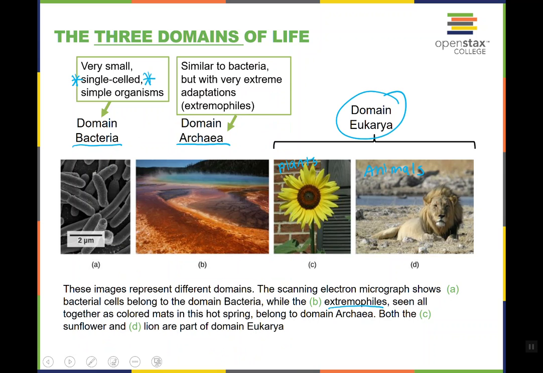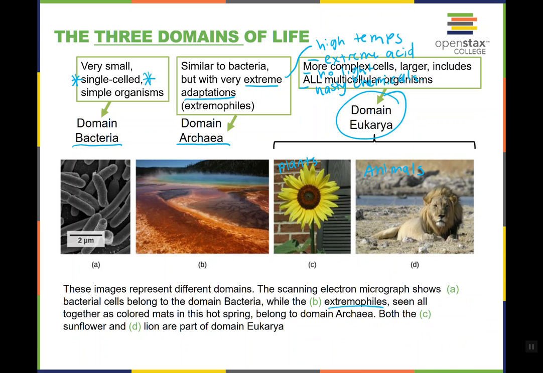Archaea are similar to bacteria, so they're very small and they're single-celled, but they have very extreme adaptation. So they're able to survive high temps, extreme acid, no light, nasty chemicals. So that's the example of what archaea are able to achieve.